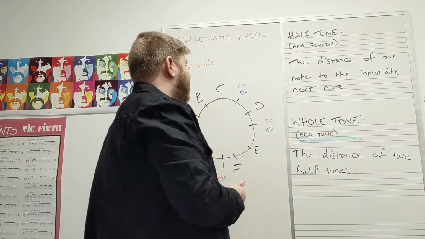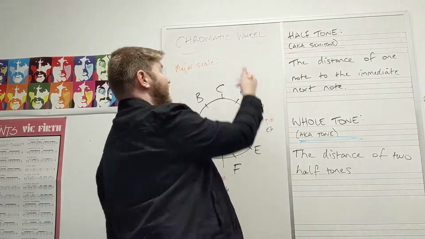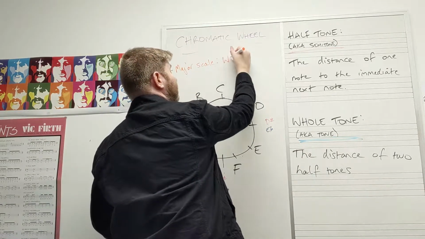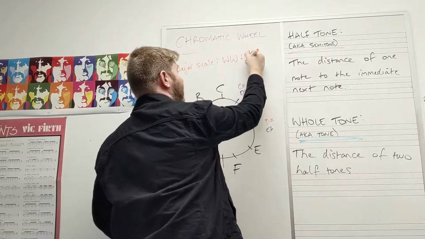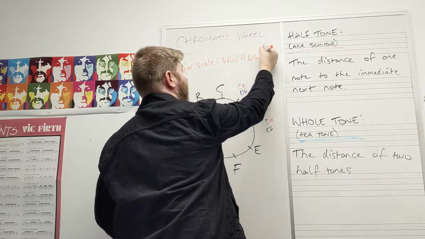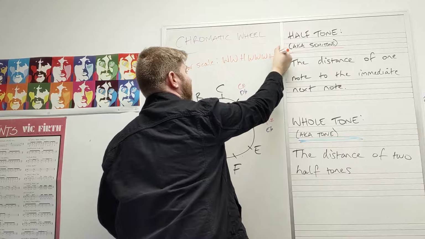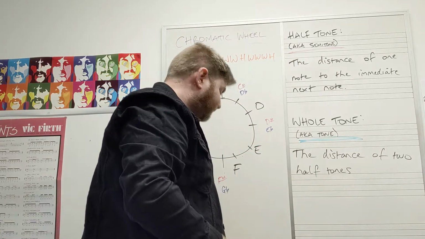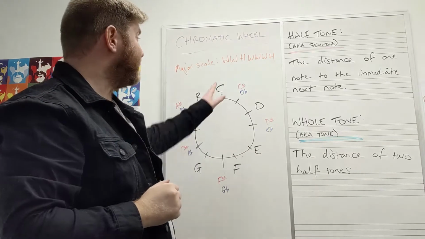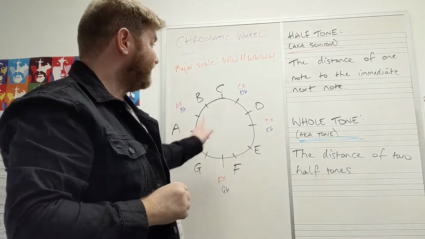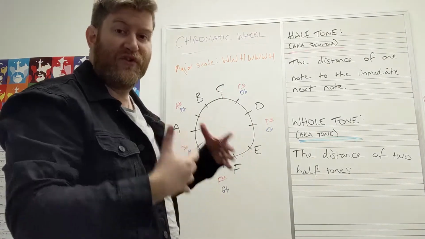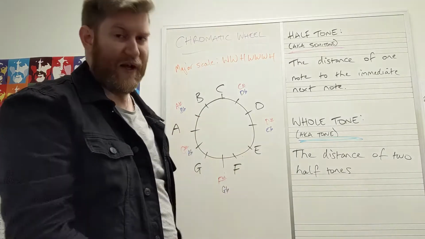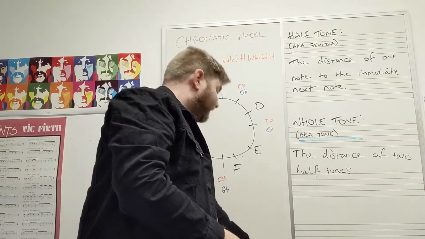So, to do a major scale, the pattern for this is going to be whole, whole, half, whole, whole, whole, half. Okay? We're going to follow that particular pattern. That pattern there is going to dictate how many steps we go around in order to find the notes of a major scale. Okay? Let's try it out.